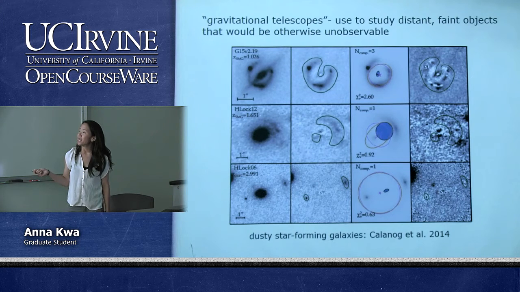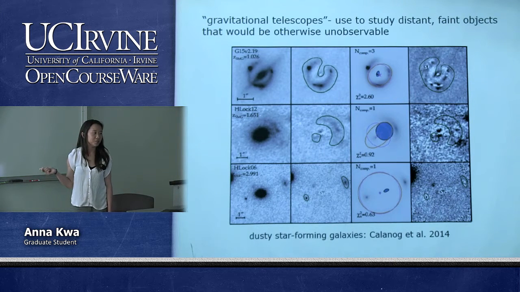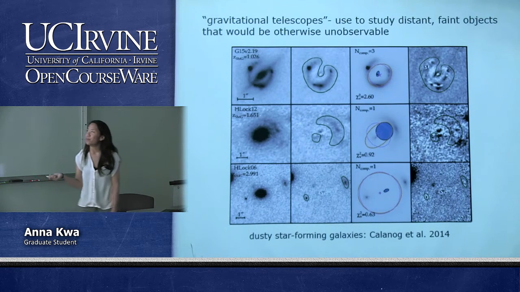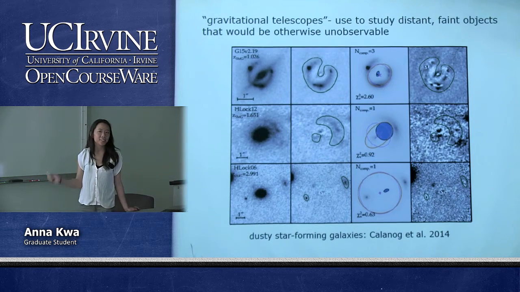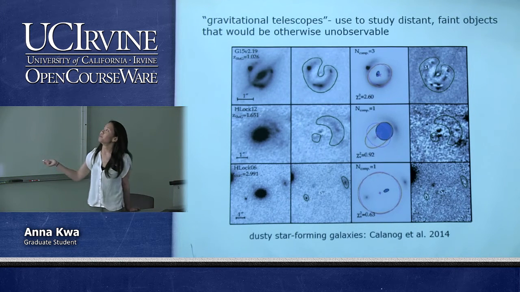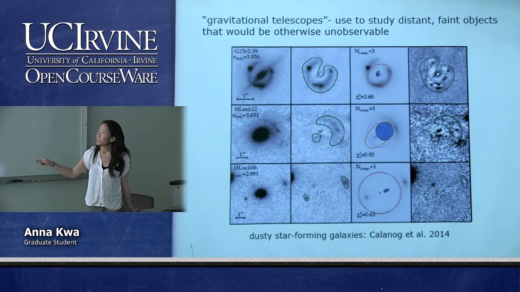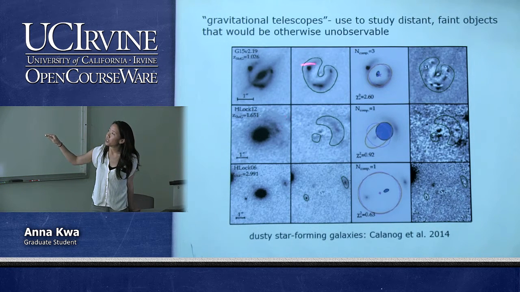So this is one exception to that, from the work of Jay Kalanog here, who's going to defend his thesis next week. He uses strong gravitational lensing to study faint source objects, in this case faint star-forming galaxies. The green contours are the actual sources, and the blue ellipse is the model you can get for the source that produces these images.